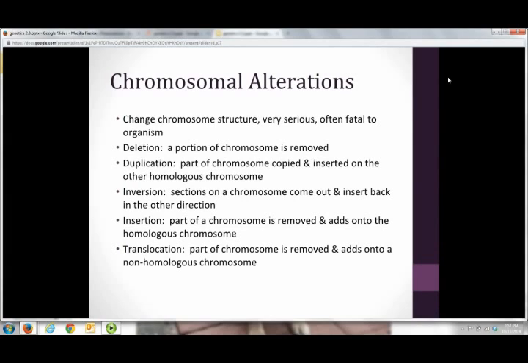We can have alterations of the chromosome occur on a larger scale. These will change the chromosome structure, and these tend to be very serious. In a lot of cases, they're actually fatal to the organism. When a deletion occurs, a portion of the chromosome is removed. With a duplication, part of the chromosome is copied, and then it's inserted on the other homologous chromosome. With the inversion, you have sections of the chromosome come out and insert back in, going the other direction. With an insertion, part of a chromosome is removed, and it adds on to the homologous chromosome that it's paired with. With the translocation, part of the chromosome is removed, and it adds on to a non-homologous chromosome.